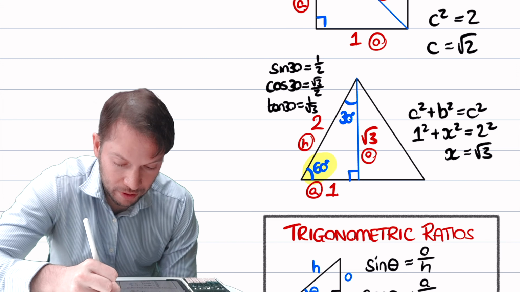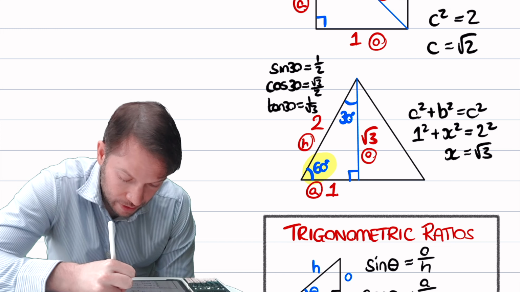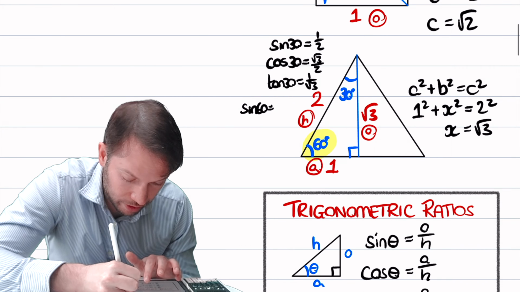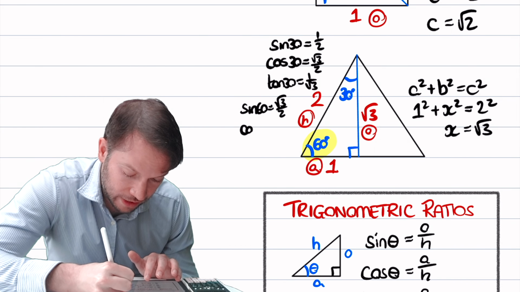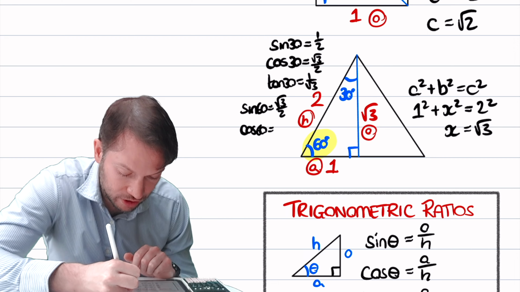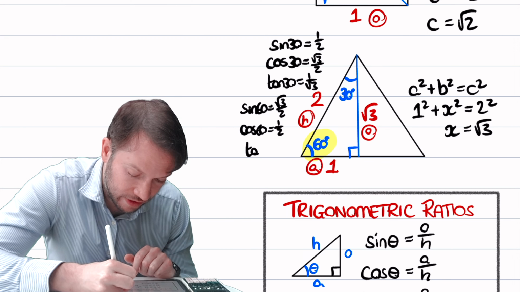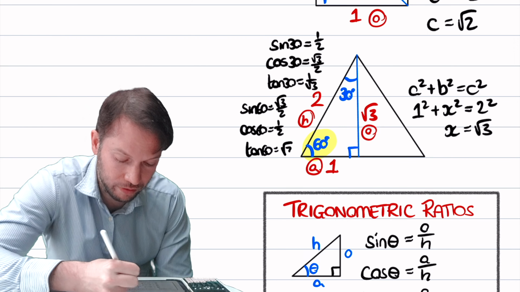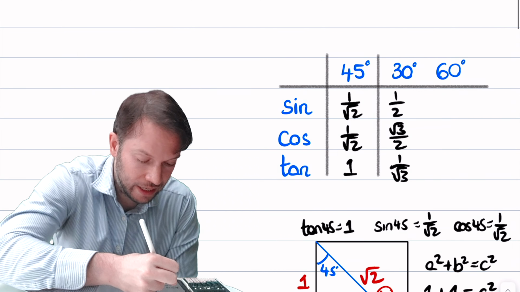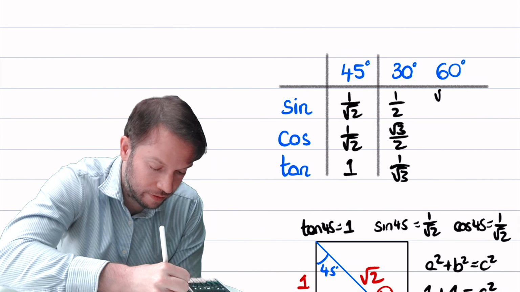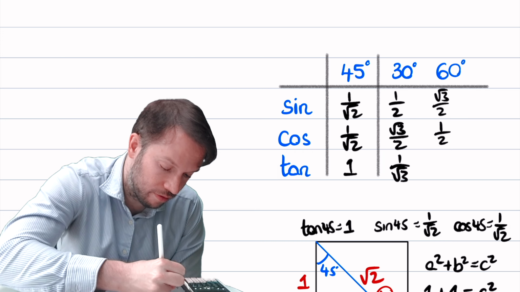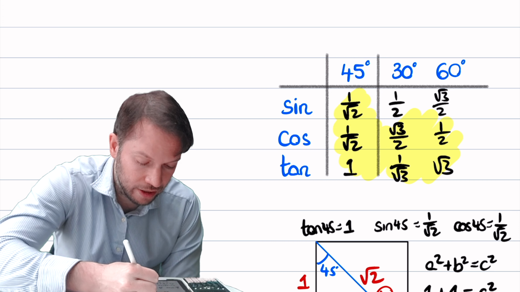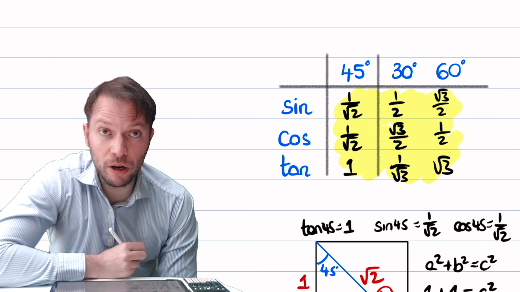So then we can do a similar thing. Sine of 60 is going to be opposite over hypotenuse, which is root 3 over 2. Cos of 60 is going to be adjacent over hypotenuse, which is 1 over 2. And tan of 60 is going to be opposite over adjacent, which is root 3 over 1, which is just root 3. And I can put these values again into our table. So this was root 3 over 2, half, and root 3. So this is our final table of exact trig values. And as I say, it might be worthwhile trying to memorize that.